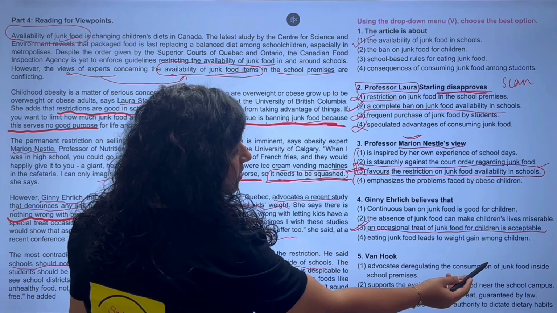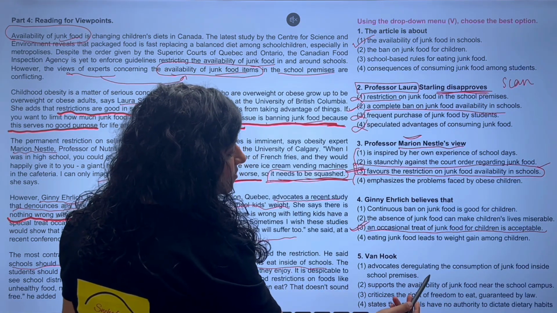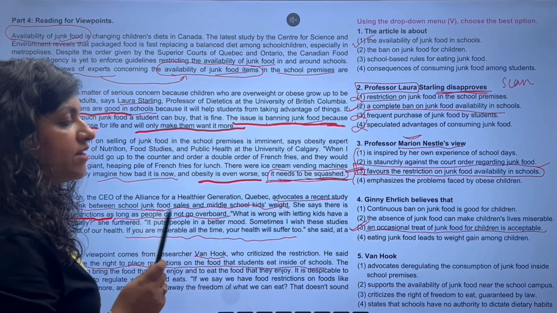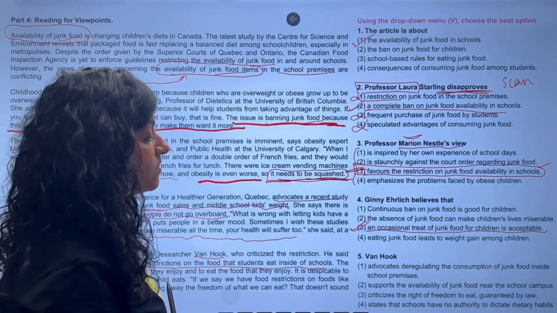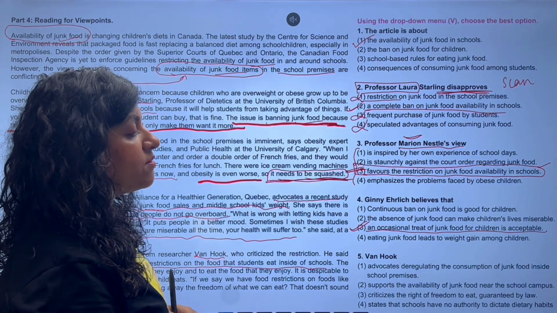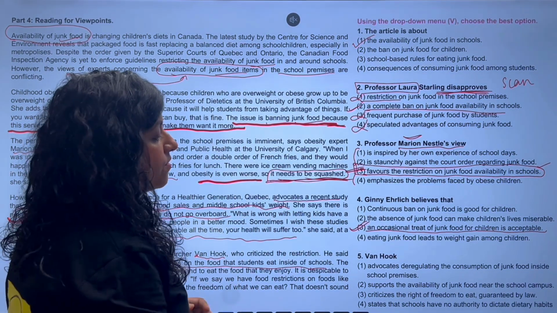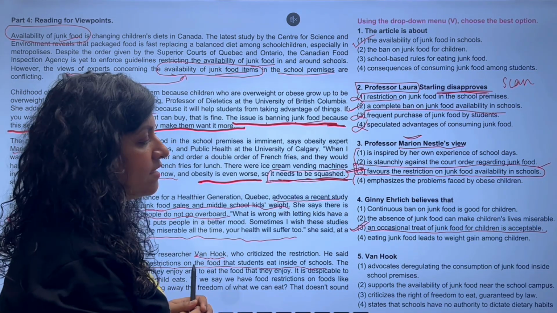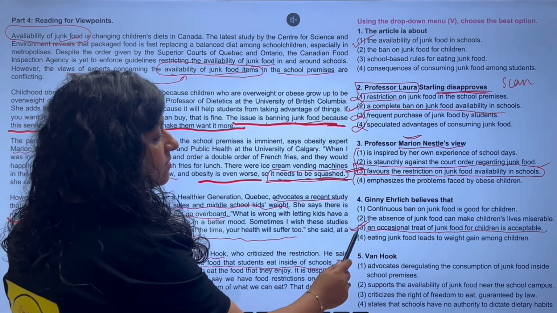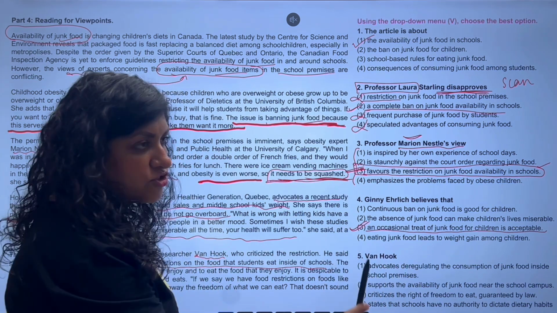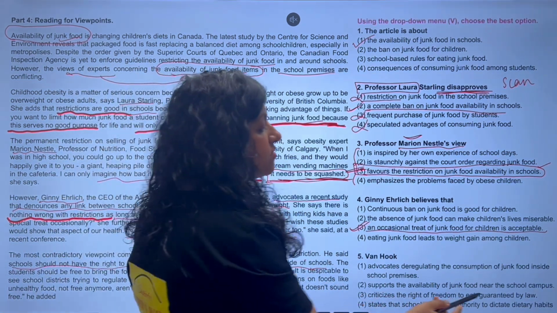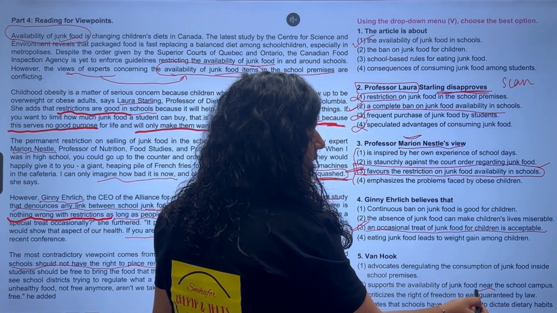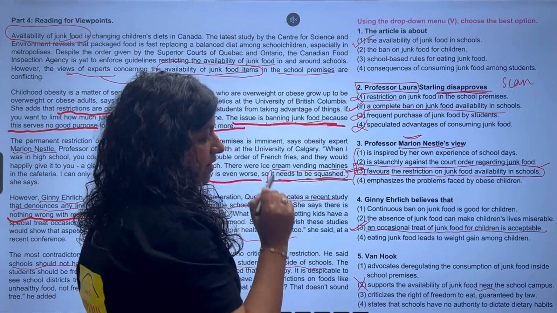So, Van Hook advocates deregulating the consumption of junk food inside school premises, supports availability of junk food near the school campus, criticizes the right of freedom to eat guaranteed by law, or states that schools have no authority to dictate dietary habits. Now, he supports availability of junk food but inside schools. He's not talking about near the school campus. So 2 cannot be my answer.